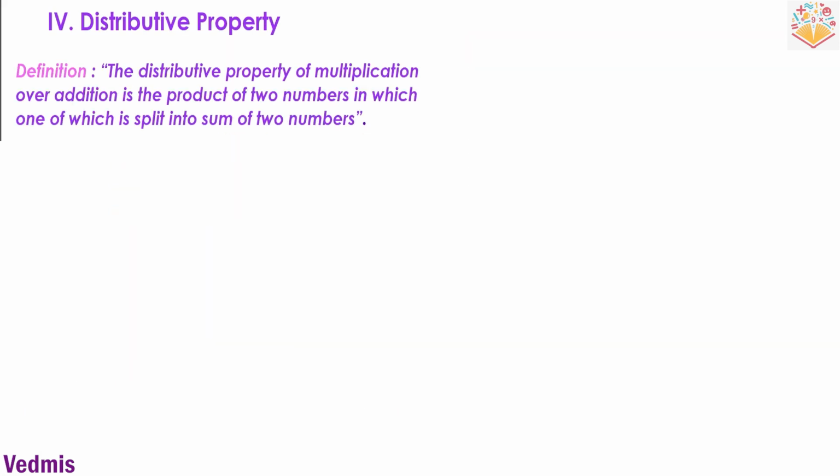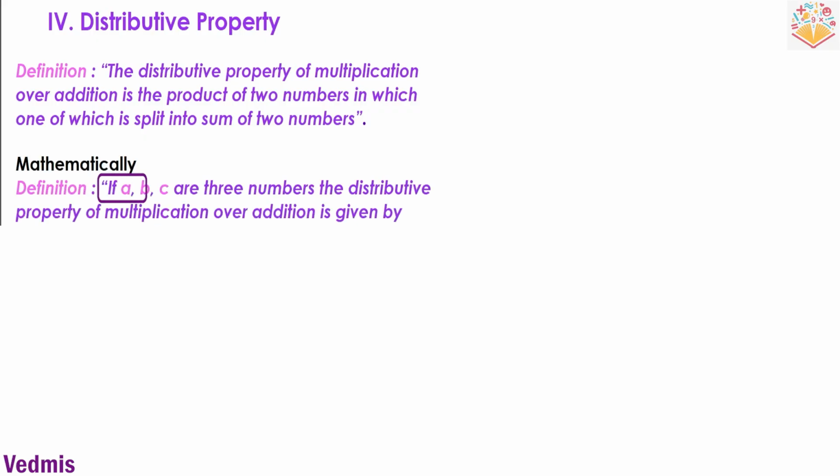Let us define the distributive property. The distributive property of multiplication over addition is the product of 2 numbers in which one of them is split into a sum of 2 numbers. Mathematically, if A, B, C are 3 numbers, the distributive property of multiplication over addition is given by A into bracket B plus C is equal to, removing the bracket, A into B plus A into C.